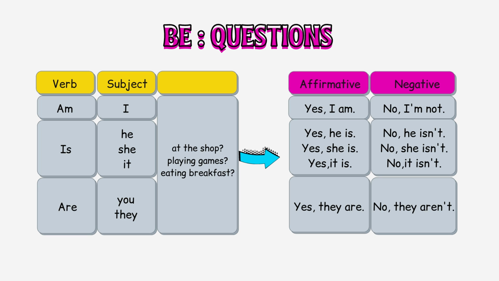Now, let's learn on how to answer B question. When answering B question, we often use short answers. We use affirmative yes and negative no when answering the B question.